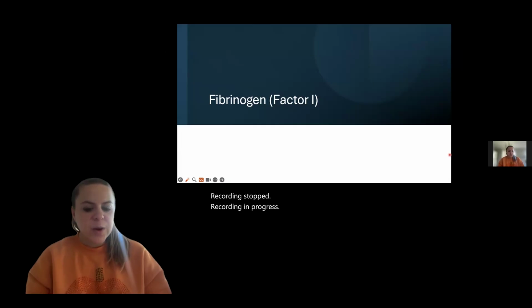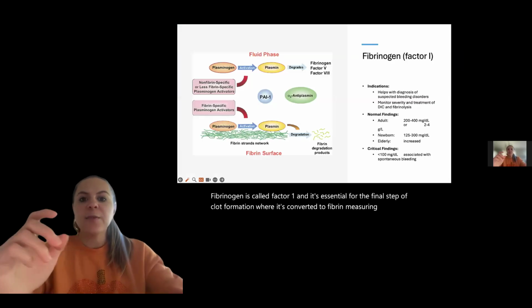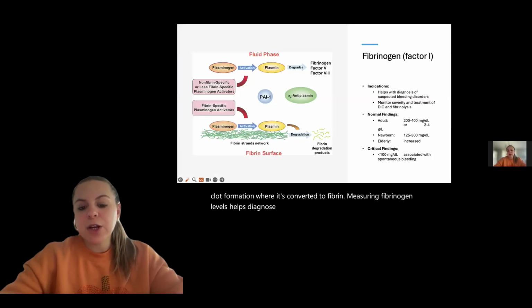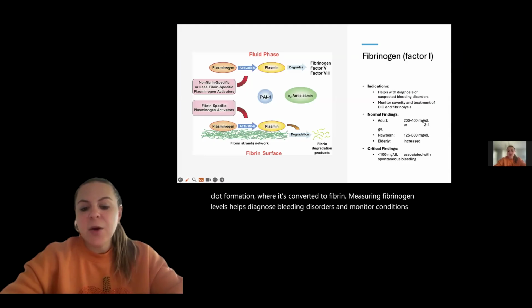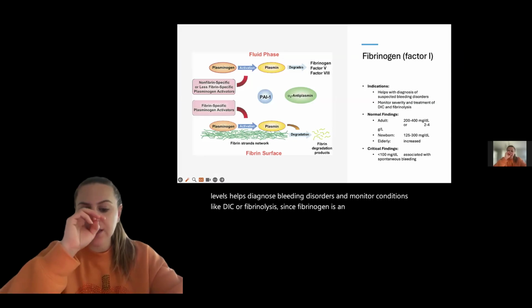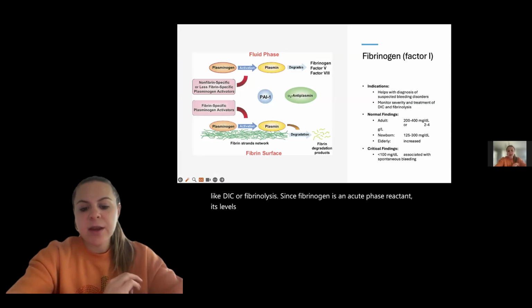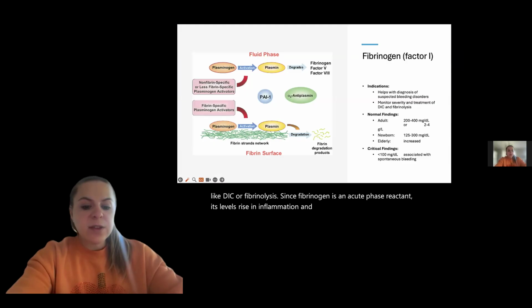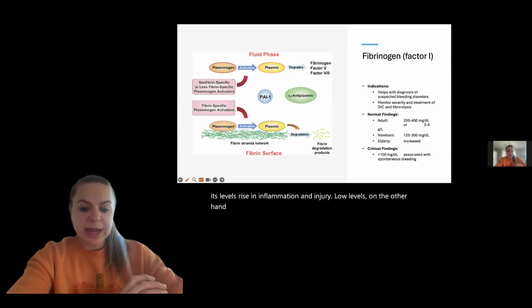Fibrinogen is called factor 1, and it's essential for the final step of clot formation where it's converted to fibrin. Measuring fibrinogen levels helps diagnose bleeding disorders and monitor conditions like DIC or fibrinolysis. Since fibrinogen is an acute phase reactant, its levels rise in inflammation and injury. Low levels, on the other hand, predispose to bleeding.